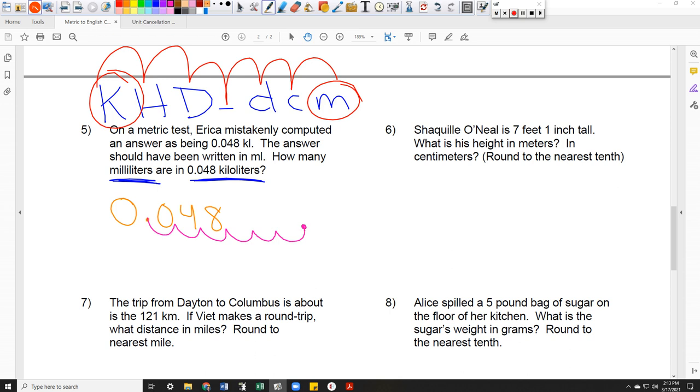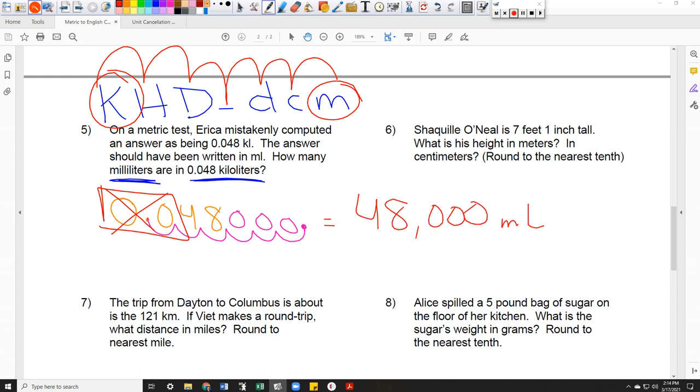So what do you have to fill into those empty loops? Zeros. Now that's one part of this. The other part is, what do you do with those two zeros? You get rid of them. So your final answer should have been 48,000 milliliters. Now, how many of you moved the decimal? You rolled the decimal. Very good. Did anybody do it differently than that?